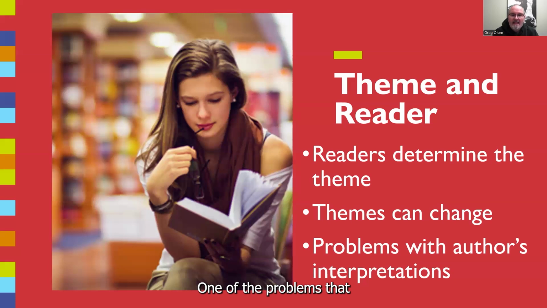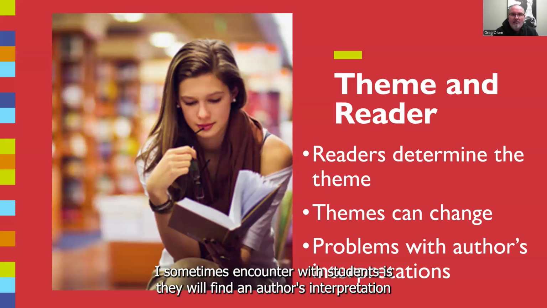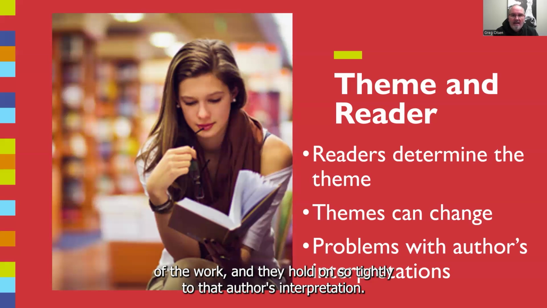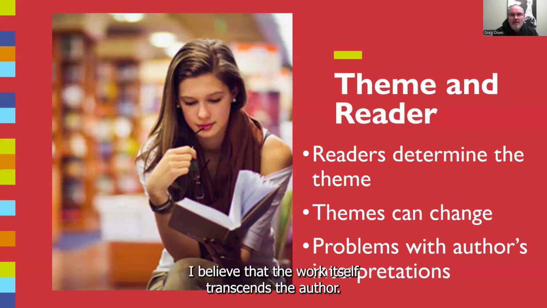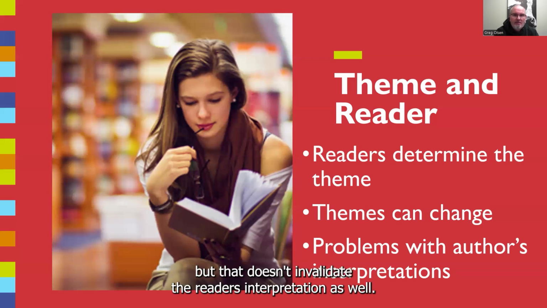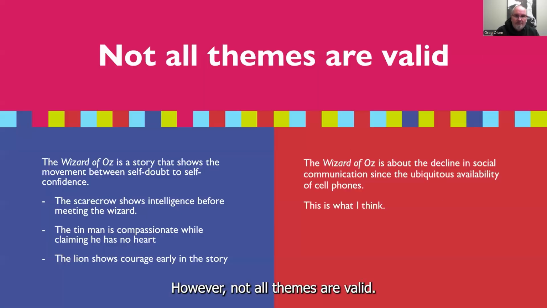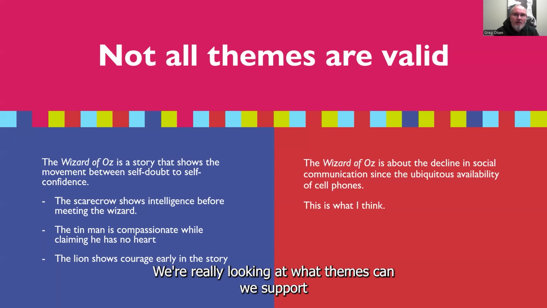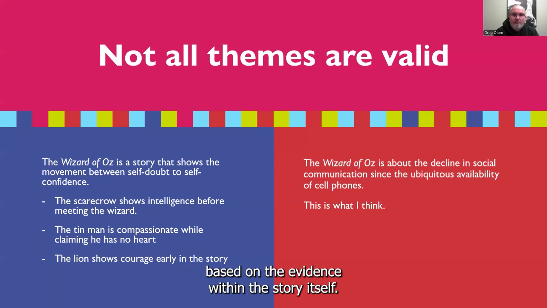One of the problems that I sometimes encounter with students is they will find an author's interpretation of the work and they hold on so tightly to that author's interpretation. I believe that the work itself transcends the author. So the author might have an interpretation, but that doesn't invalidate the reader's interpretation as well. However, not all themes are valid. We're really looking at what themes we can support based on the evidence within the story itself.